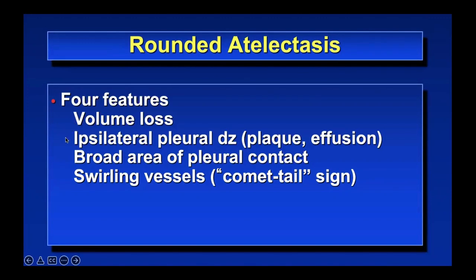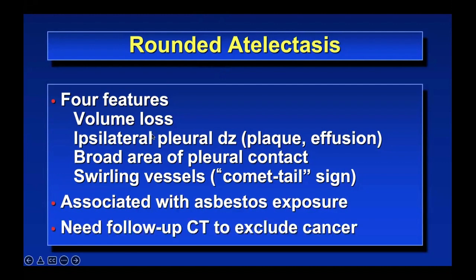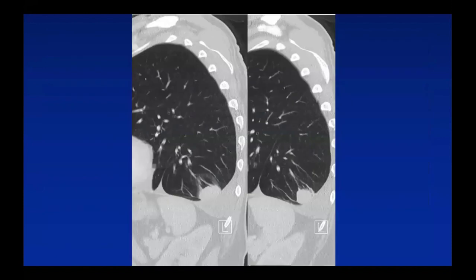So again, volume loss, ipsilateral pleural disease, such as pleural plaque or thickening or effusion, broad area of contact with the pleura, and swirling of vessels known as the comet tail sign. This is associated with asbestos exposure, although people without asbestos exposure can also get this. And we do need to follow up with CT. Don't just say rounded atelectasis and end it, because it could be lung cancer.